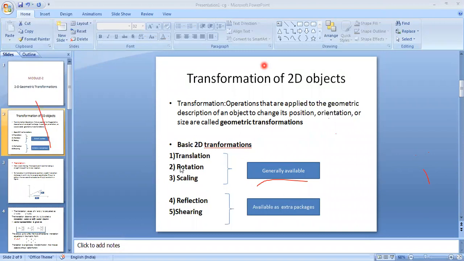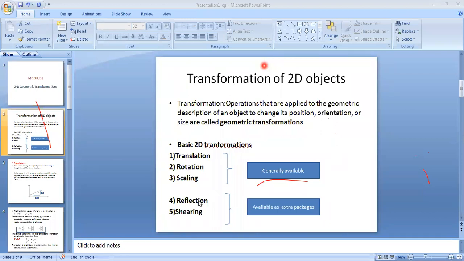Rotation means trying to rotate the object we have written, that means changing its orientation. And scaling means we try to change the size of the object we have written. That is what we mean by scaling.